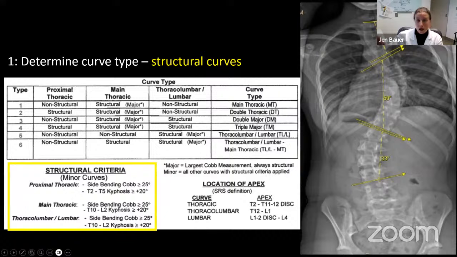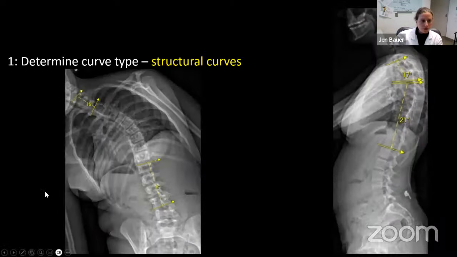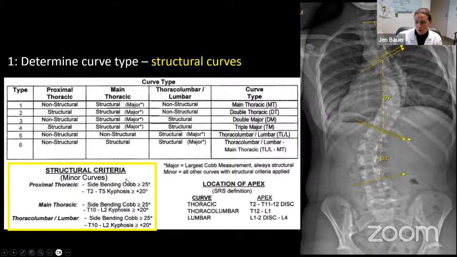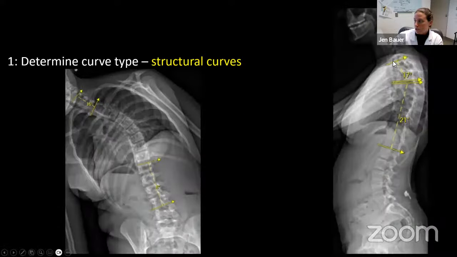Then, are any of the other curves over 25 when you try to bend them away? So now we look at a bending film. If we bent the top curve and the bottom curve away, you can see they bend out to 16 and 6. So neither of those classify as being a structural curve for that reason. And then you also have to look at the side view. That takes care of the side bending, but we also have to look to see if there's kyphosis over 20. Unfortunately, the numbers are different, but bending less than 25, kyphosis less than 20. At the top, at T2 to 5, if the kyphosis is over 20, then that top curve, even if it bends out, still counts as a structural curve.